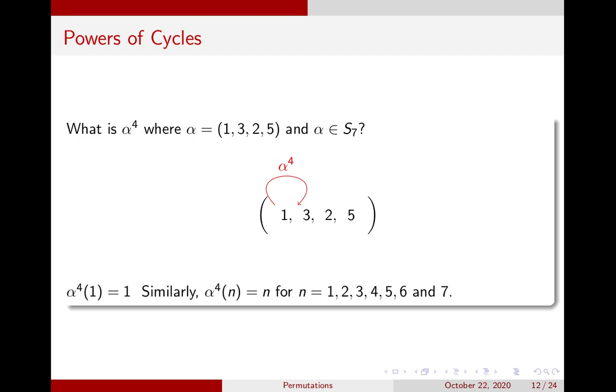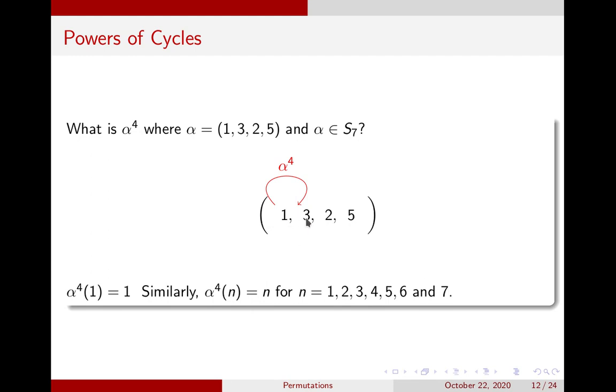You can do the same kind of thing for any one of the other 3 numbers appearing in the cycle. Alpha applied to 3 will send 3 to 2. The second application will send 2 to 5. The third application will send 5 to 1. And the fourth application will send 1 to 3. 3 is sent to 3 by alpha to the fourth. Alpha to the fourth of n is equal to n for every number between 1 and 7.